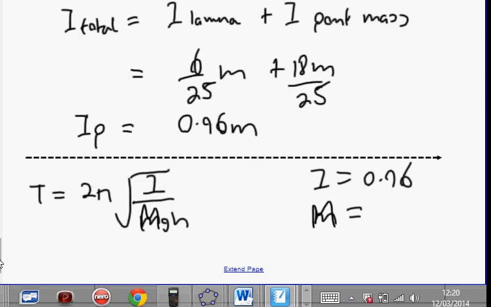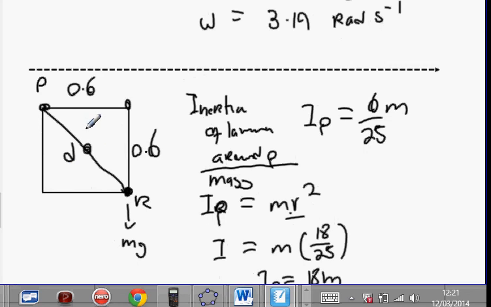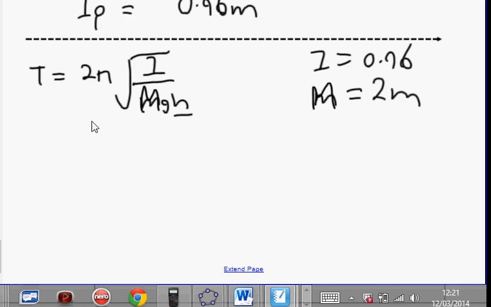M is the mass of the full system, or capital M as we call it. Capital M now equals 2m, because the lamina is mass m. And the point mass is also mass m. So look, the lamina is m, and the point mass is m. That makes 2m when added together. Okay? We have to find out what h is. Now let me tell you what h is.